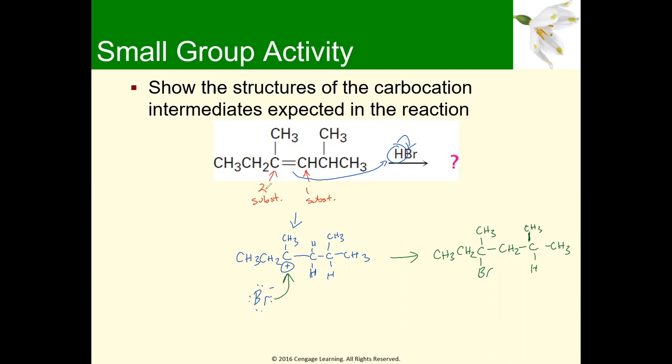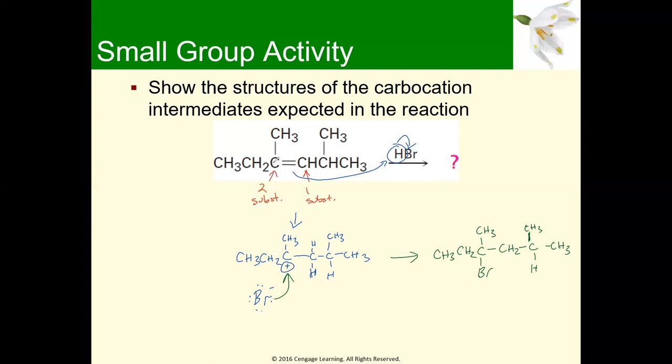So this carbon right here has got two substituents on it. It's got the CH3CH2 and it's got the CH3, so it's a methyl and an ethyl substituent. Whereas this carbon right here on the other side of that double bond has just one substituent on it. It's got the hydrogen, but then it's got this other group right here, the isopropyl group.